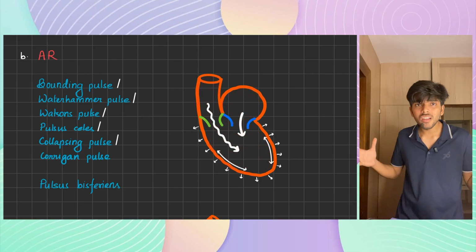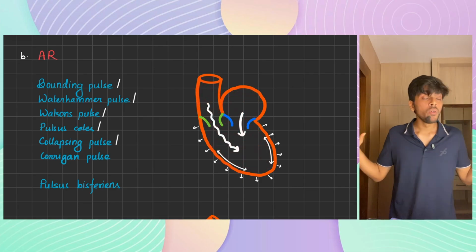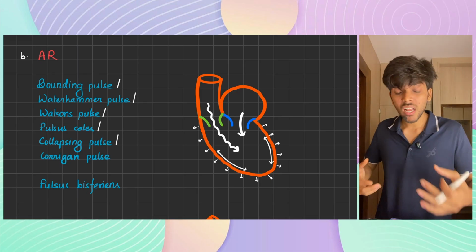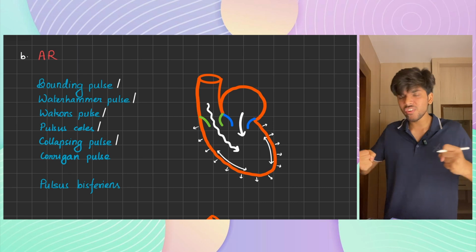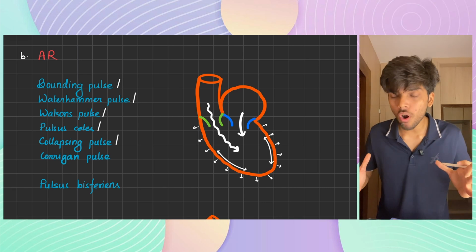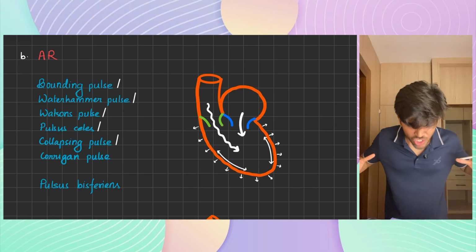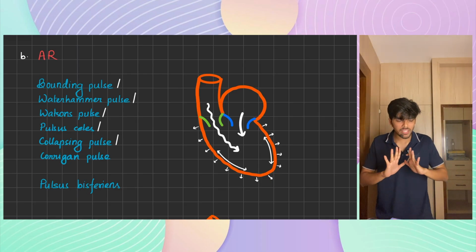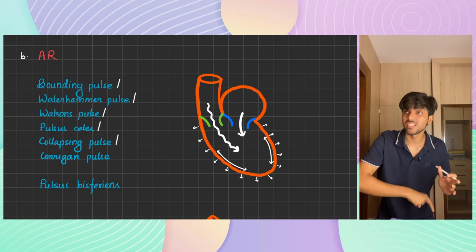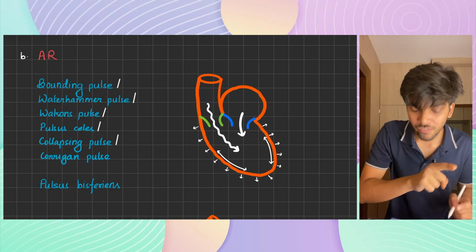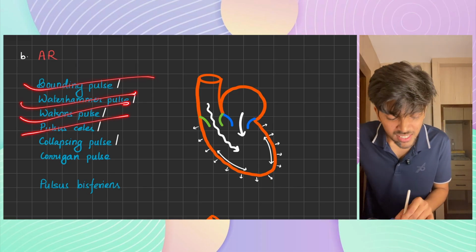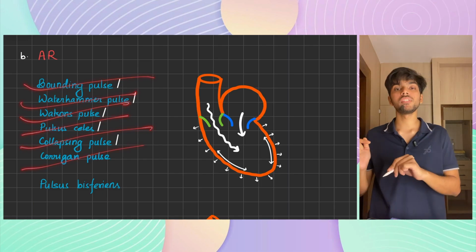This lots of blood is going to push against the wall of the ventricle, which causes the left ventricle wall to stretch. And as per Starling force, the more the wall of the ventricle stretches, the more strongly it contracts. So it's gonna contract strongly, and as the left ventricle contracts strongly, it's gonna push all that blood strongly out of the aorta to a long distance, giving us a sudden rising pulse, which is referred to as bounding pulse or Waterhammer pulse or Watson's pulse or pulsus sellis or collapsing pulse or Corrigan pulse.